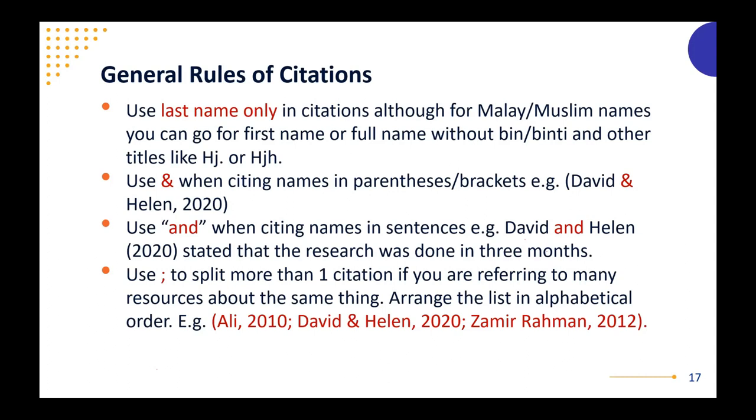So all this B, C, D, no year, right? You should not put B 1940 because you are not reading that book. Every time you put a full citation, like Ali 2010, David and Helen 2020, for example, it means you are reading that source. You are referring to that source. If you're not referring to it, then you shouldn't put it in your citation. You shouldn't put it in your reference because you are cheating in a way. Because you didn't read that thing, but you're putting it in your references or your citation.